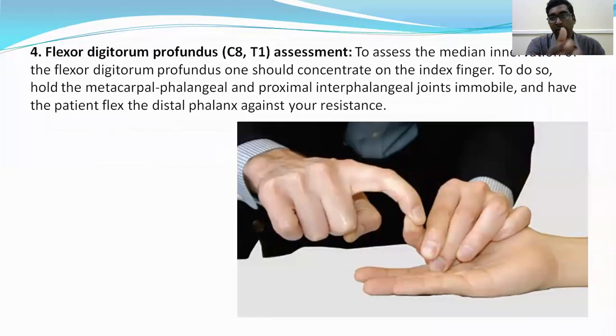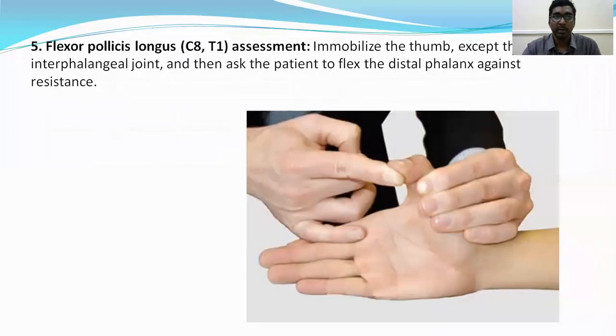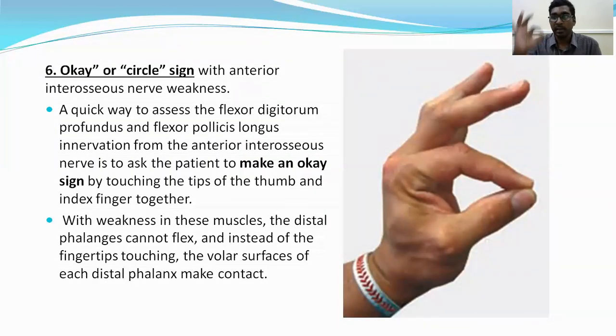Flexor digitorum profundus, I already told, will be examined by flexion of the DIP joint, and the PIP joint by FDS. And flexor pollicis longus assessment: ask the patient to flex the interphalangeal joint of the thumb. OK circle. This is the OK sign, done normally.